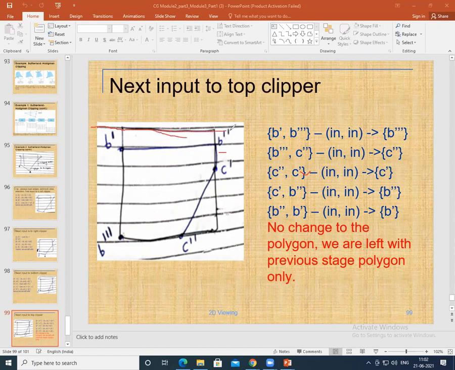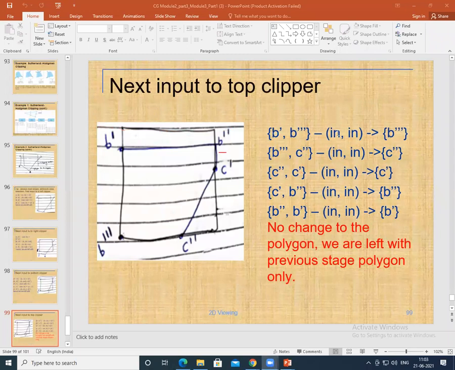All the edges with respect to the top clipper are in only. So nothing is changed. So in means you have to take the second vertex. So with respect to this we are going to plot the same. So nothing is changed, so you are going to retain the same vertices, and you are going to get the final clipped image. This is what the Cohen Sutherland Hodgman problem is.